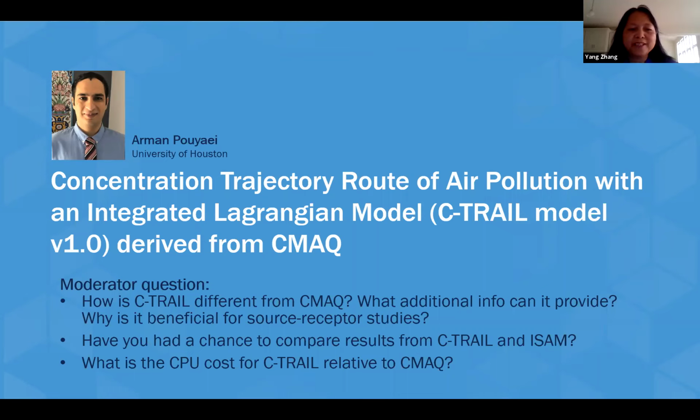You sort of addressed the first question, so I have questions here. Have you had the chance to compare the results from C-Trail and ISAM, which is the source apportionment technique within CMAQ?